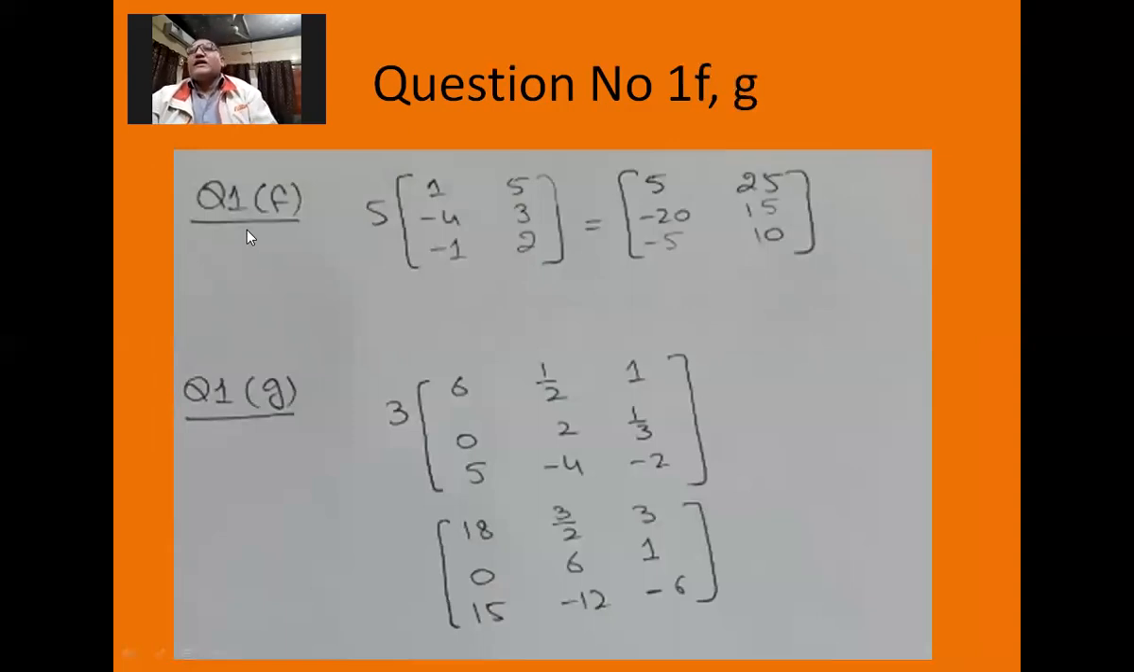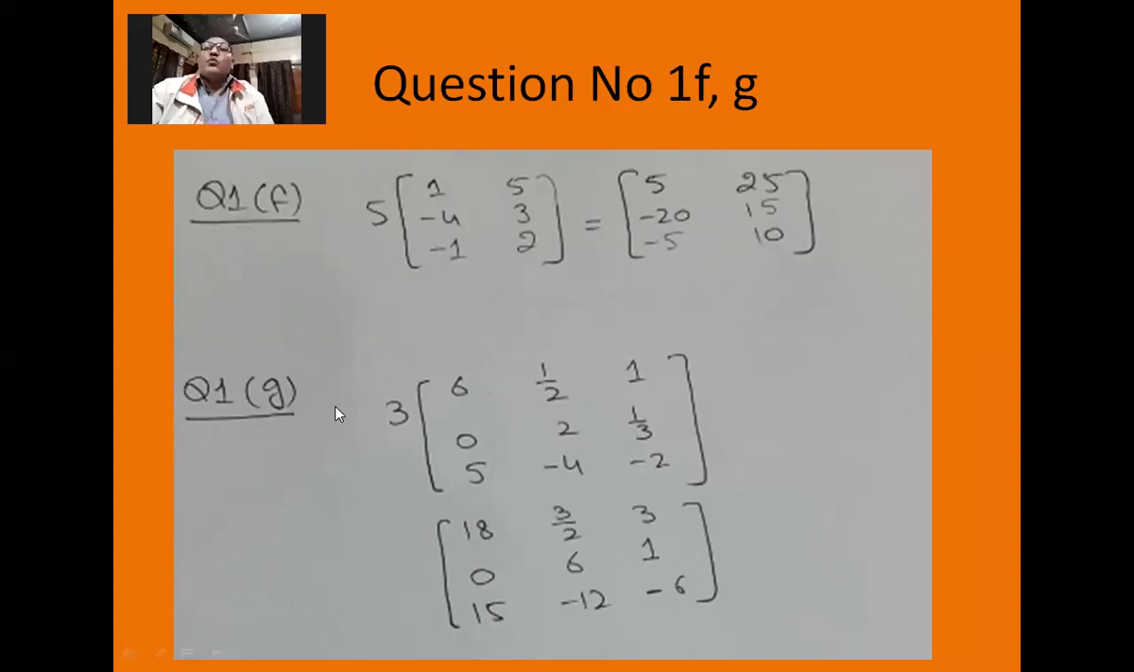Okay, so question number 1 and F part, this 5 is multiplied with this matrix, and this matrix has 3 rows and there are 2 columns. So this 5 will multiply with all of them. So 5 will multiply with 1, it will give you 5. 5 will multiply with the 5, and it will give you 25. 5 will multiply with -4, and it will give you -20. 5 will multiply with 3, and it will give you 15. 5 will multiply with -1, and it will give you -5. 5 will multiply with 2, and it will give you 10. So this is how you do question number 1, F part.